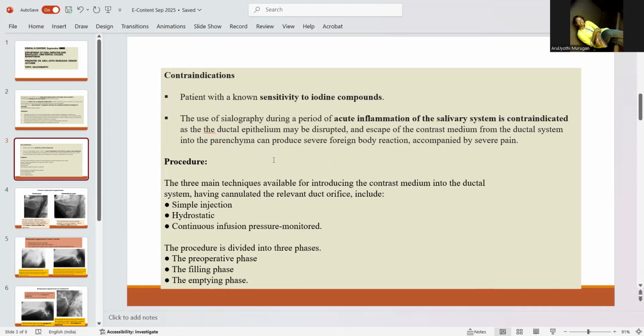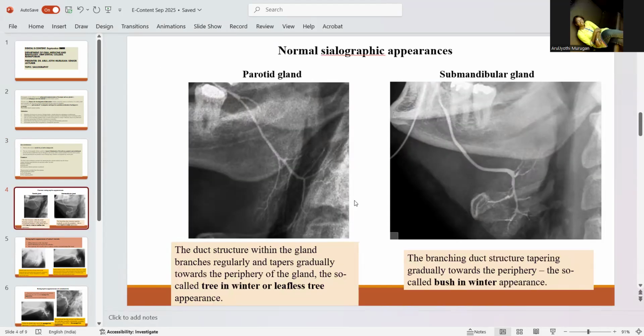There are three different techniques for how the contrast media is introduced into the ductal system: simple injection, hydrostatic method, or continuous infusion of the contrast media where the pressure is always monitored. The procedure is divided into three phases: the pre-operative phase, where the patient is prepared for introduction of the dye; the filling phase, where the dye is injected; and the emptying phase, the post-operative procedure where the dye is emptied by asking the patient to suck a lemon or continuously drink water.